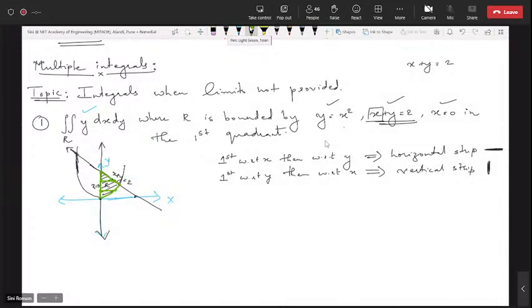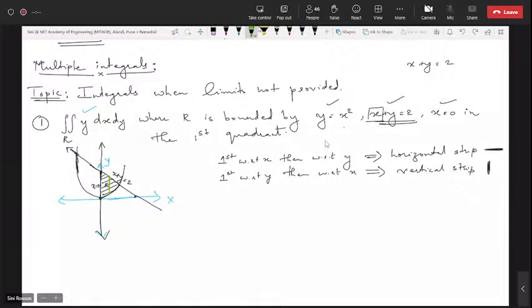Why? Because as soon as the right boundary changes twice, it means two regions will come if I take horizontal. Understood this point? Okay. So therefore, which order will I prefer here? I'll prefer vertical strip. Because if I make a vertical strip, you can see the upper boundary is throughout the same and the lower boundary is throughout the same.